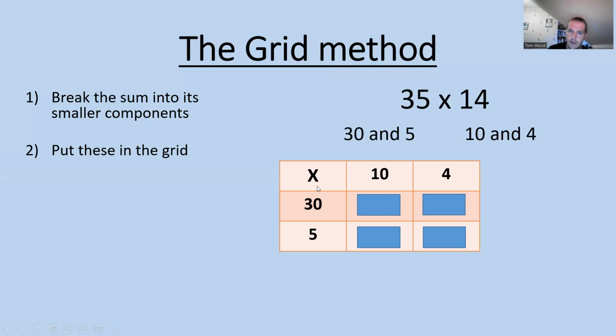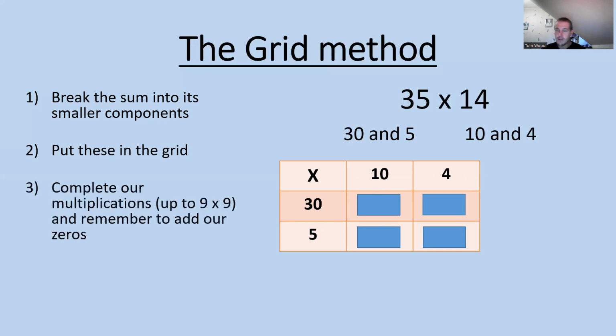You lay it out in a grid like this. I've got 35 down this side and 14 across here. They can switch and be the other way around. So you could have 14 down here, 10 and 4, and your 30 and your 5 here, so long as the parts of the same number are in the same column or the same row.